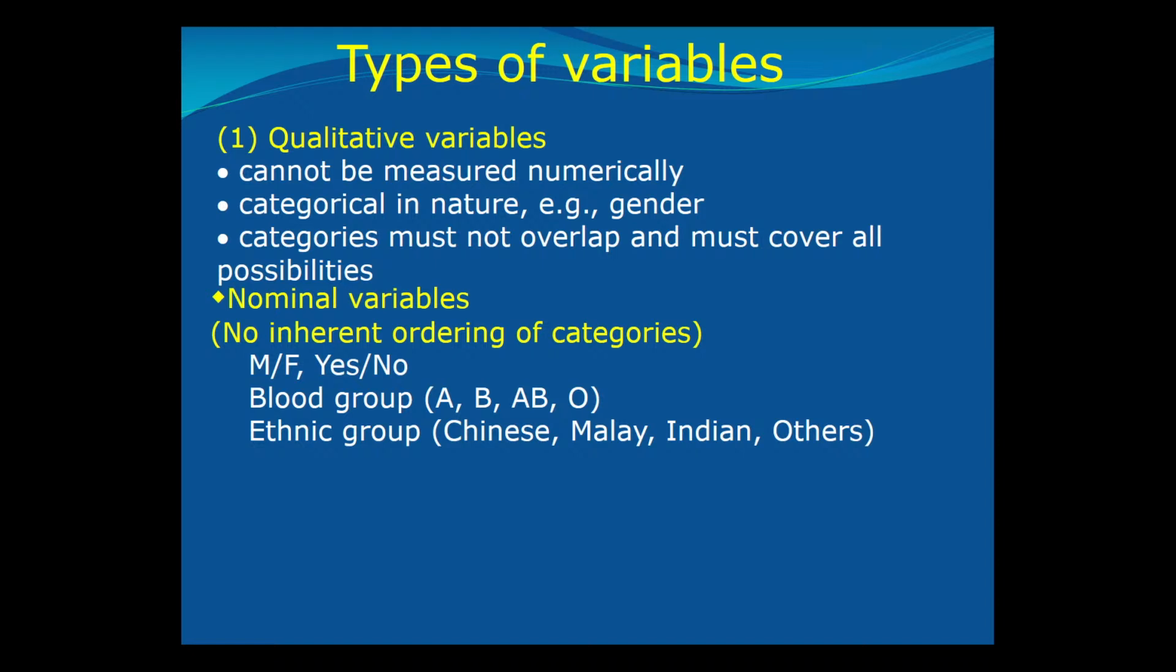If we are talking about the variable gender, it is possible to get male or female as values for this variable. An example of ethnic group, for example, Chinese, Malay, Indian, others. So they are categorical in nature. Categories must not overlap and must cover all possibilities.